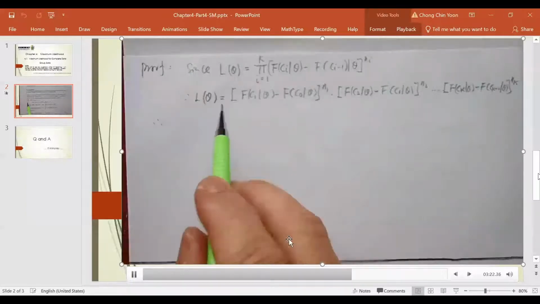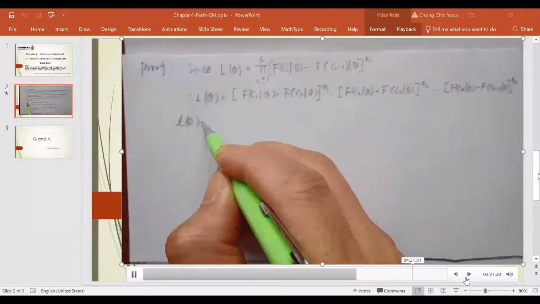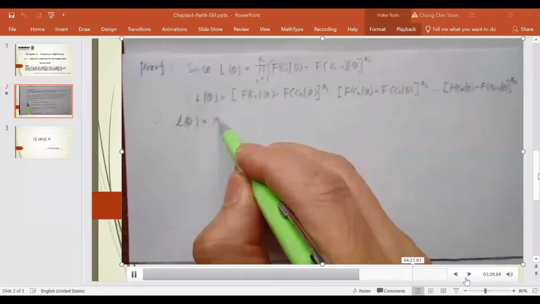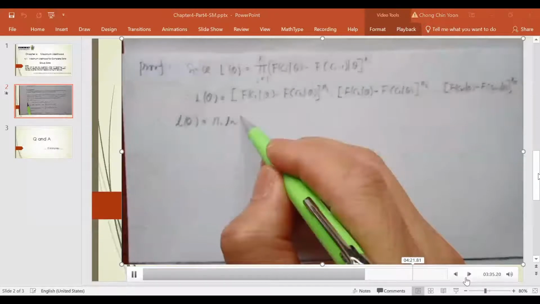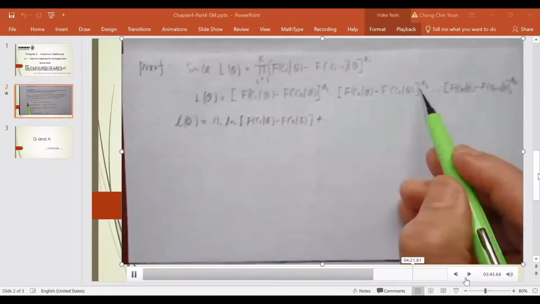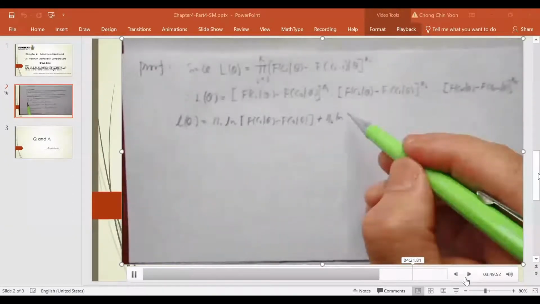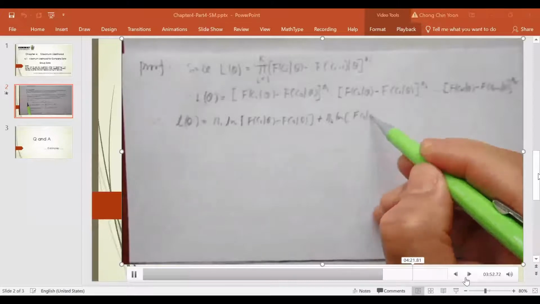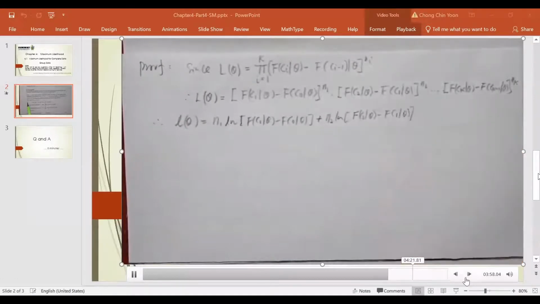So we take log for both sides, then we will have the log likelihood function, which is equal to n1 multiplied by the log of this first factor, plus n2 times the log of the second factor, and plus until nK multiplied by the log of the last factor.